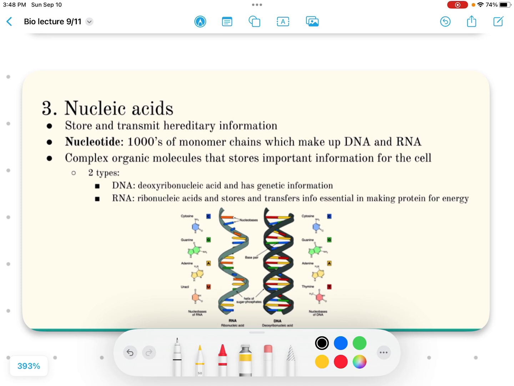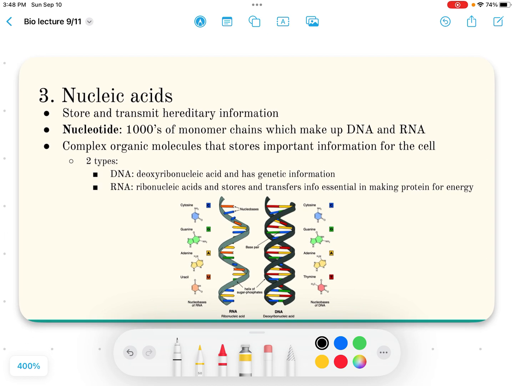Okay, so that was number 2. So 2 would be lipids. 3 are nucleic acids. So those will store and transmit hereditary information. So that would be our DNA and our RNA. So we have something called a nucleotide, and we'll talk about those a lot when we get into our RNA and DNA unit. That's where thousands of monomer chains combine together to make up DNA and RNA. So these little tiny sections here, that is part of a nucleotide. And those nucleotides tell you who you are and why you are the way you are.